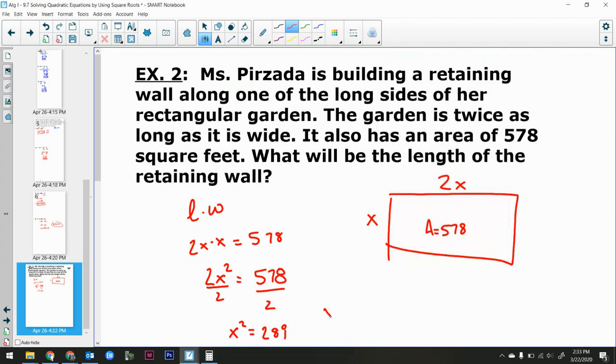Now, we would normally say x is equal to plus or minus 17, right? But the problem is, can we have a negative length? No. So we throw out the negative, and we say 17 feet. So x is 17 feet. I think it wants the length, so just double it. We say 34 feet. So it's a 17 by 34 foot garden.